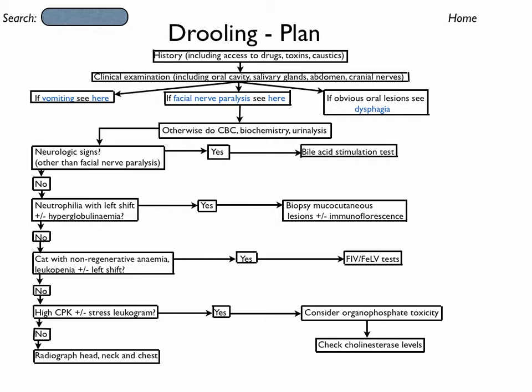for drooling. So in this case we have completed our history, and now second we will do our clinical examination. This will include obviously a good examination of the oral cavity. We'll feel the salivary glands, palpate the abdomen, and check the cranial nerves.